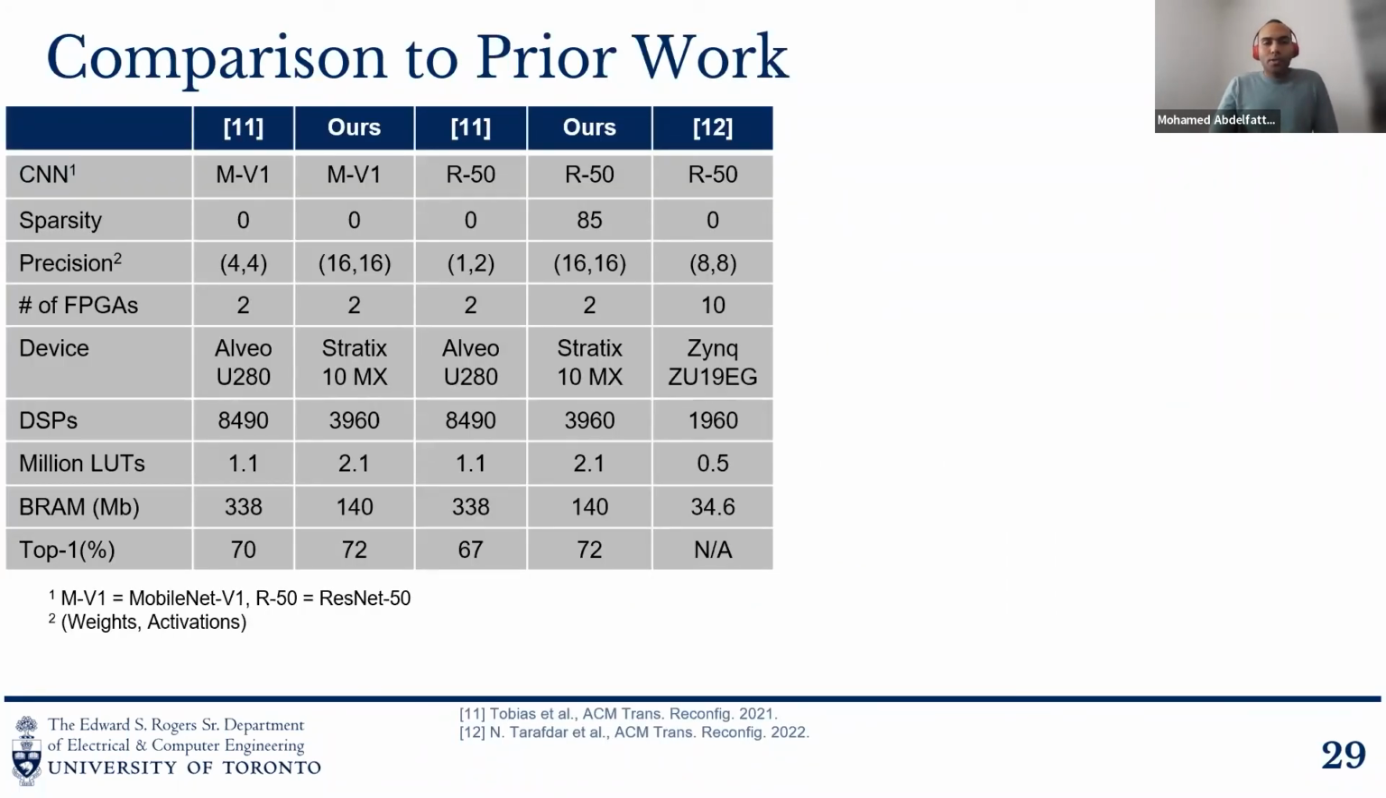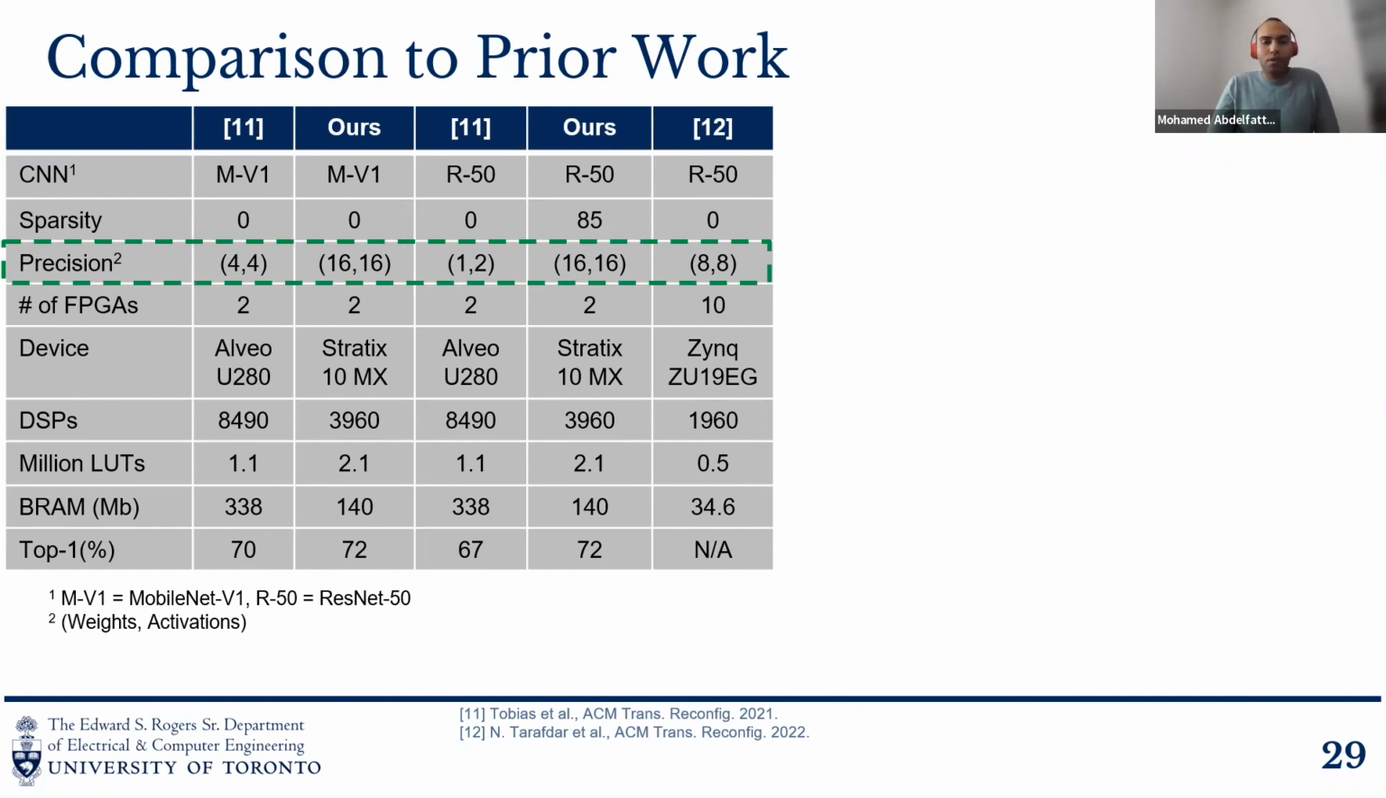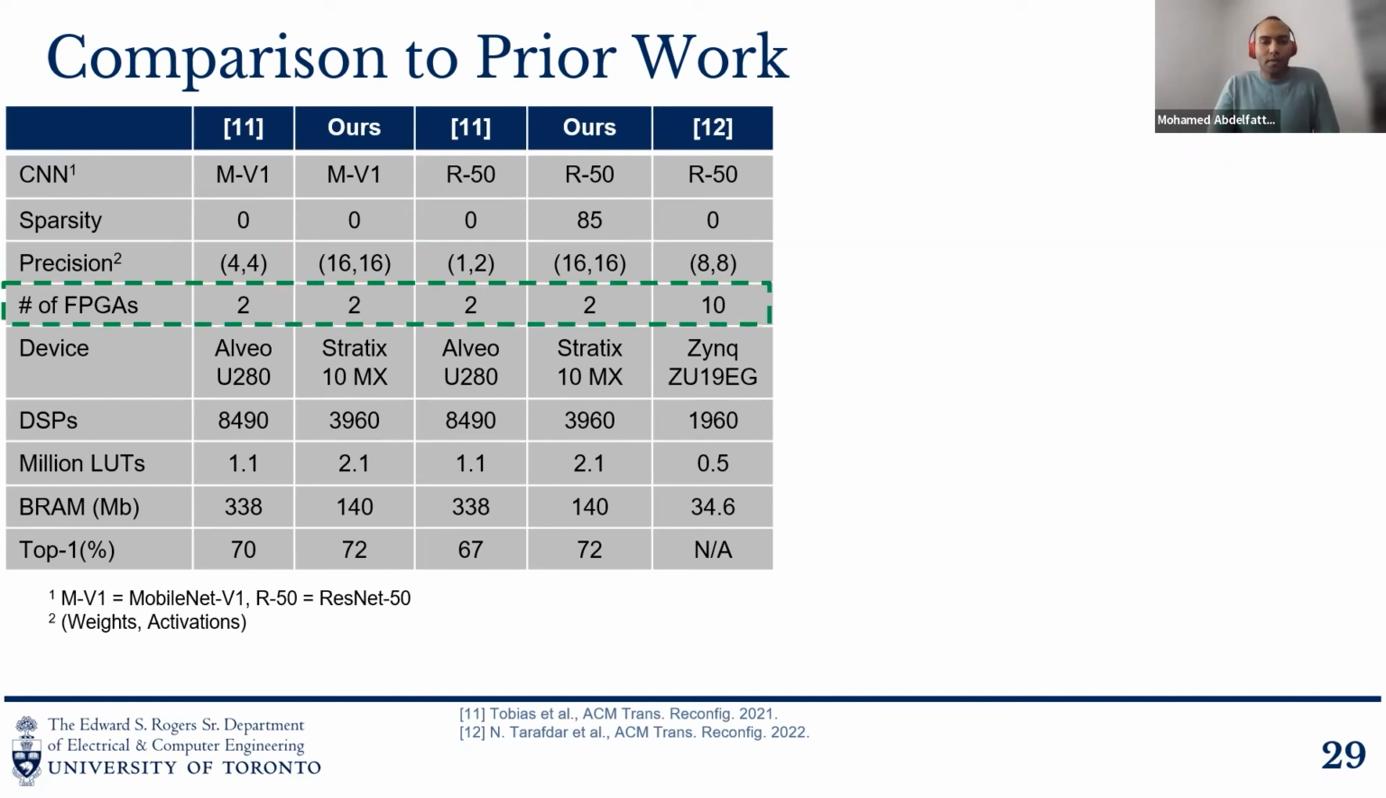So in comparison to other multi-FPGA CNN accelerators, we're comparing against a couple of works here, 11 and 12, and we're comparing on MobileNet V1 and ResNet 50. First, we know that we're the only one that supports sparsity. We're utilizing 85% sparse ResNet 50, and we're using the highest precision of 16 bits, which allows us to achieve higher accuracy, while the others are using as low precision as 1 bit and 2 bits for weights and activations. For all the experiments, 2 FPGAs are used, except for reference 11, which uses 10 FPGAs.